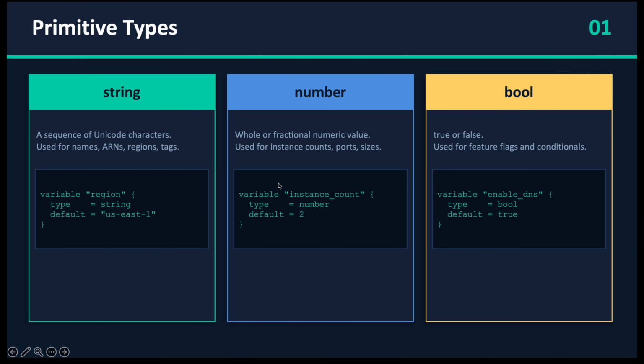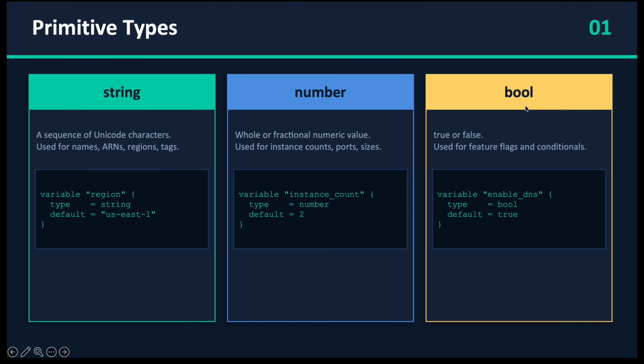Next is number. Any numeric value like instance count, port number, disk size, you can use as a number data type. So how do you define it? You give the variable, then instance count, then you have to give the type equal number and give the default value without any double quotes, unlike in the case of string.